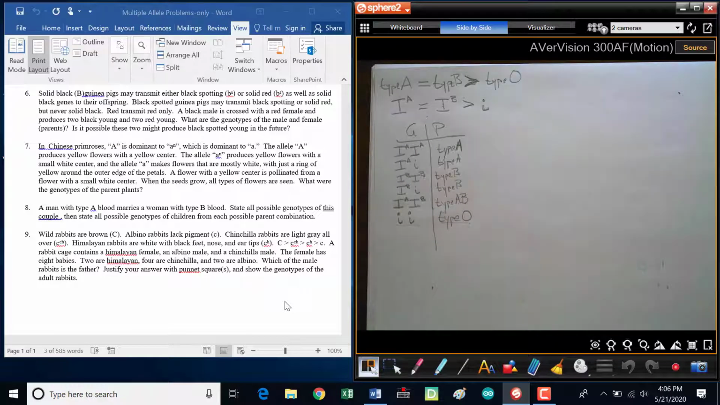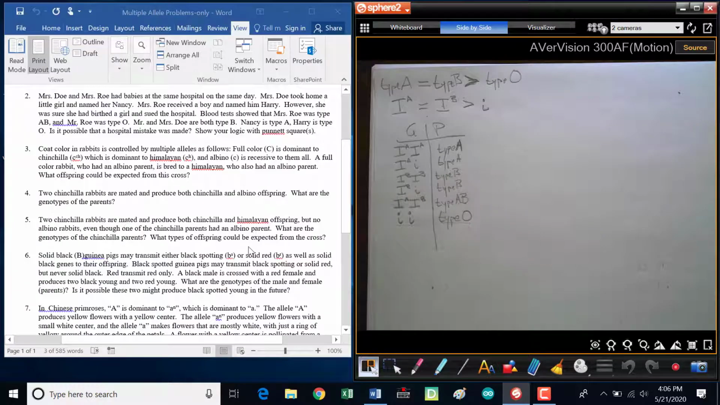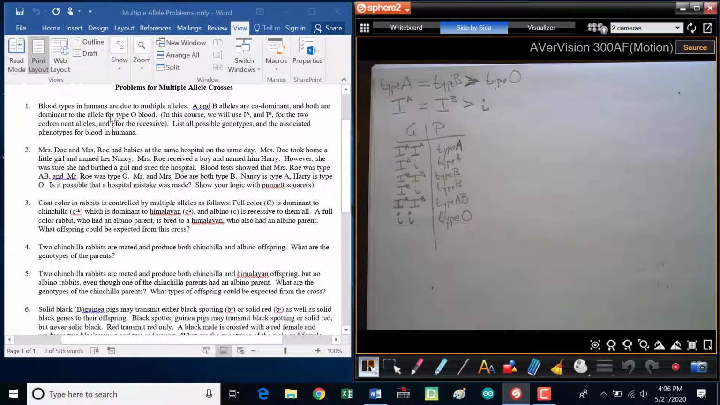Let's do a problem, okay? And in fact, these also make interesting who's-the-daddy problems. Let's look, first off, oh, by the way, question number 1, this is the answer to question number 1. It says blood types in humans are due to multiple alleles. A and B alleles are codominant, and both are dominant to the allele for type O blood. In this course, we will use IA and IB for the two codominant alleles and little i for the recessive.